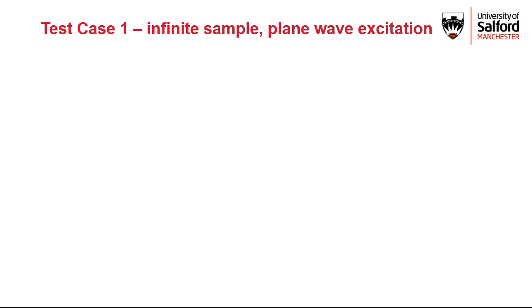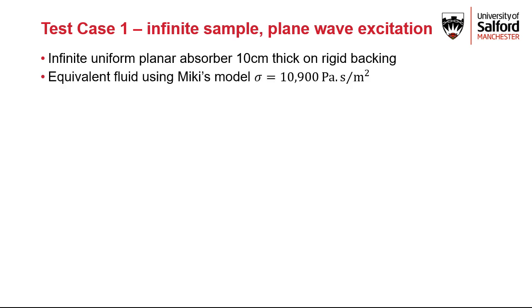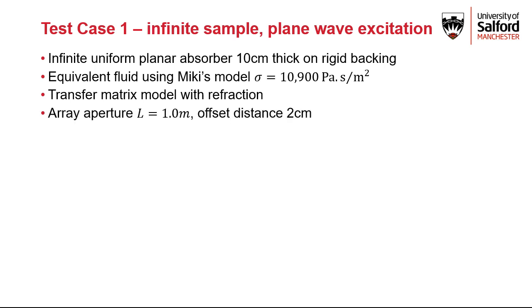So the first case is infinite sample, plane wave excitation, so no scattering, sorry. And this is an infinite uniform planar absorber, 10 centimetres thick on a rigid backing. This model is an equivalent fluid using Miki's model with a flow resistivity of 10,900 pascal second per metre squared. And it's a transfer matrix model with refraction. This is actually based very closely on the model in the paper by Hald et al. in 2019. I've used an array aperture of a metre, so this kind of compromise size I was suggesting, and it's got an offset distance of 2 centimetres, which is matching Tamura in 1995.